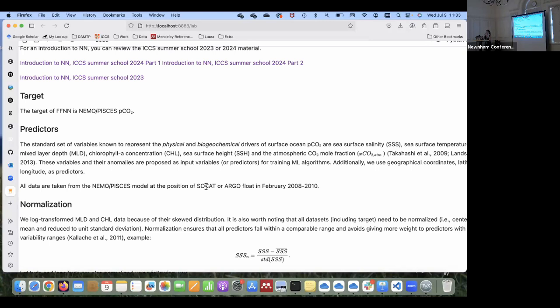So again, we subsample all of this information from the model, as well as the pCO2 concentrations from the model, at the locations where we had observations.